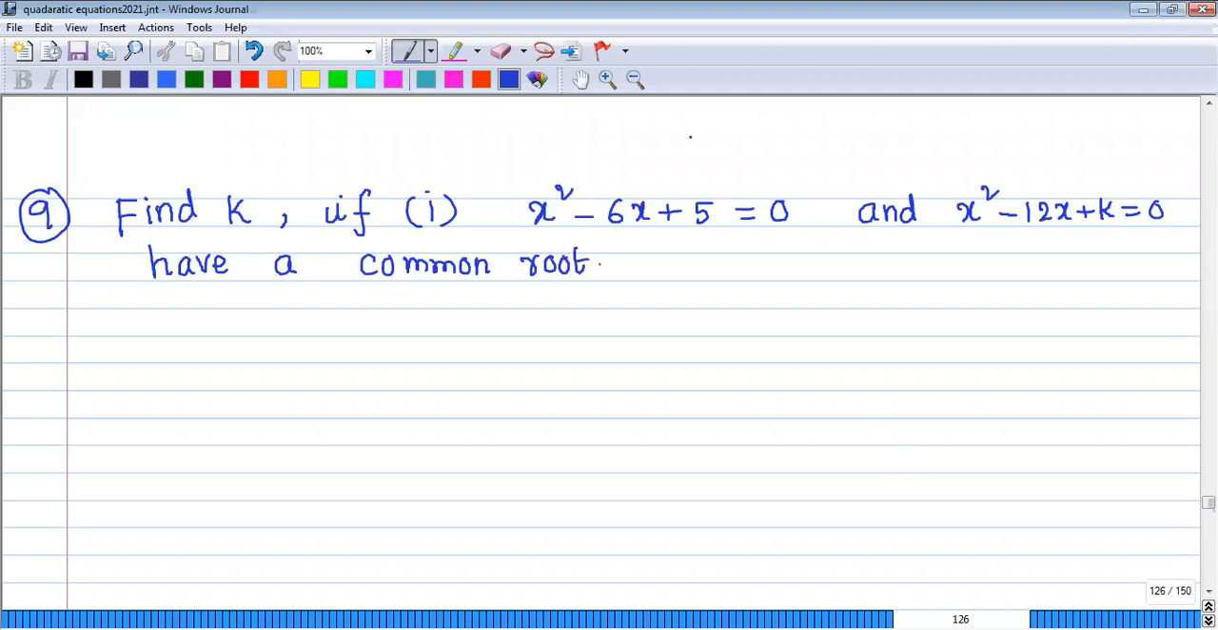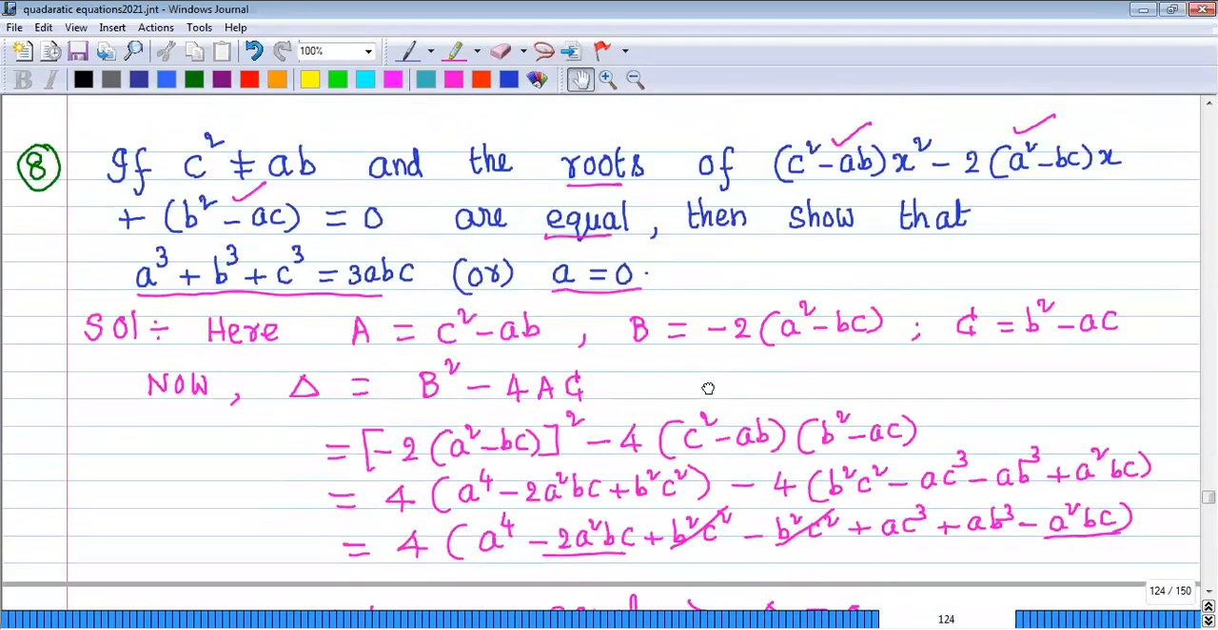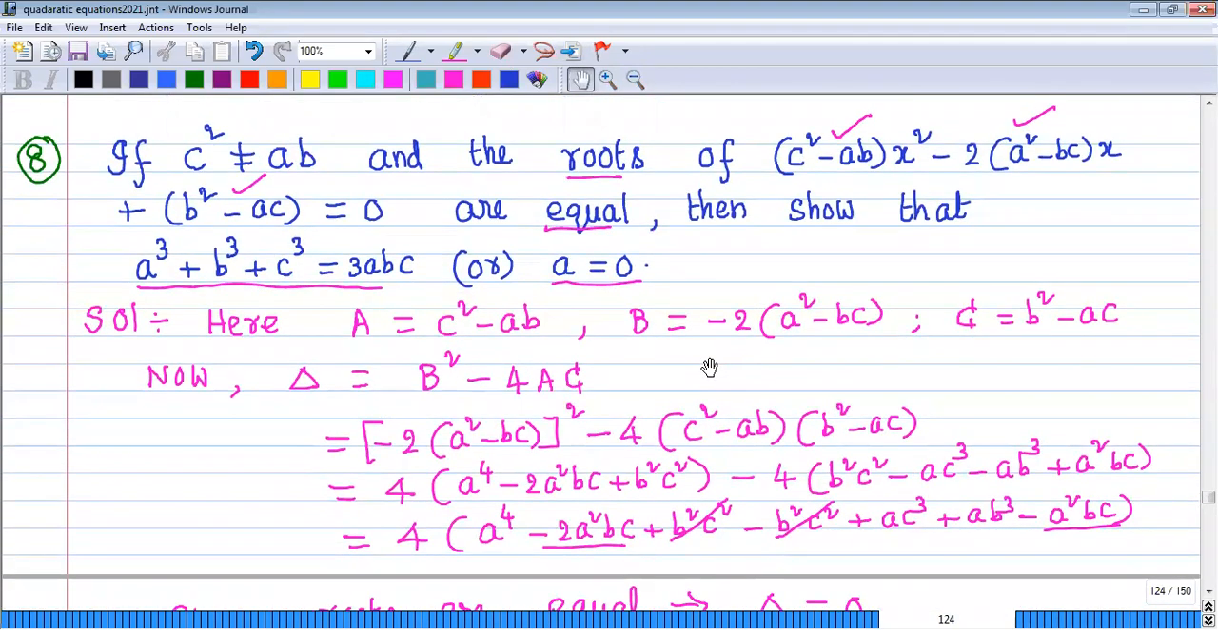Sir, can you show the starting picture? Show next picture.